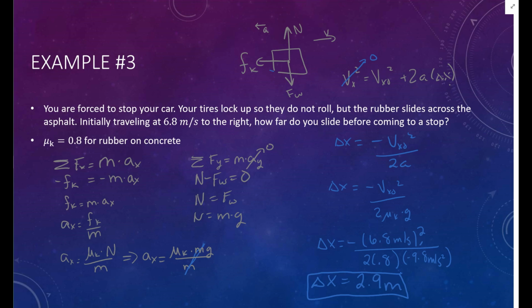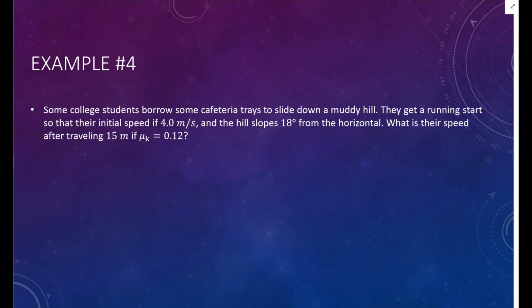How do we feel about this question? Easy. All right, one last problem. We're going to look at some college students who borrow some cafeteria trays to slide down a muddy hill. They get a running start, so their initial speed is 4 meters per second, and the hill slope is 18 degrees from the horizontal. We want to know their speed after they've traveled 15 meters if the coefficient of kinetic friction is 0.12. So that means we're dealing with stuff on an incline now.